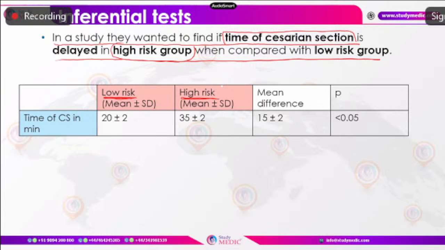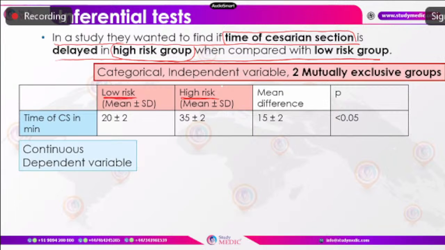This is the objective. Now we can see it is a continuous variable, time of cesarean section, and it is between two categorical groups, low risk versus high risk, and both are mutually exclusive groups. That means the population present in one is not similar to the population present in the other group. That means they are unrelated, unpaired, mutually exclusive, independent groups.